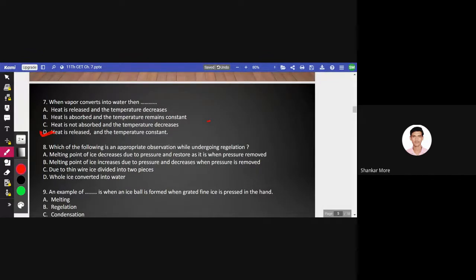Temperature will remain constant, students, again. ठीक है, तो यहाँ पे भी option D is correct.